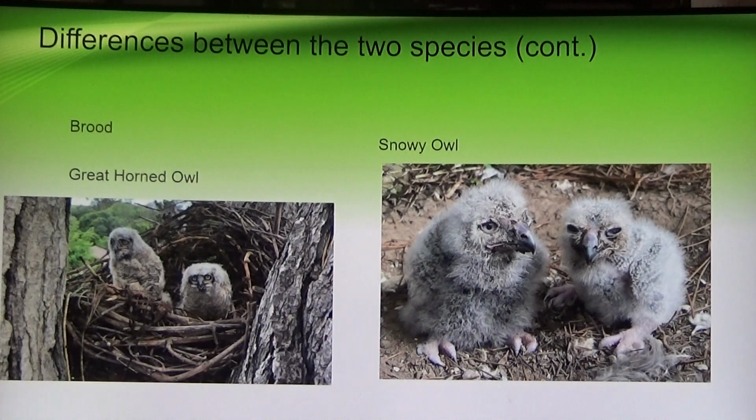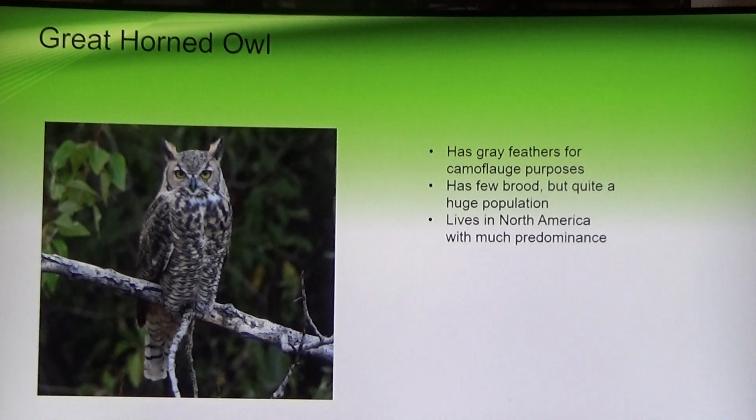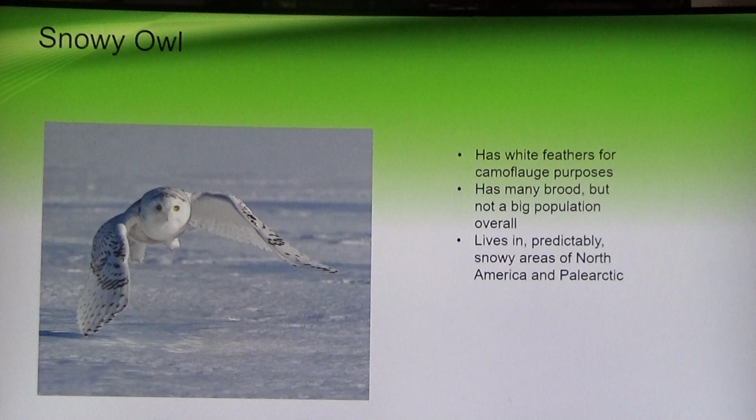So, what does this have to do with natural selection? The great horned owl has great feathers for camouflage purposes, has few brood, a group of baby owls is what a brood is called, but quite a huge population, lives in North America and in other areas with much predominance, and the snowy owl has white feathers for camouflage purposes, has many brood but not a big population overall, lives, predictably, in snowy areas of North America and the Palearctic.